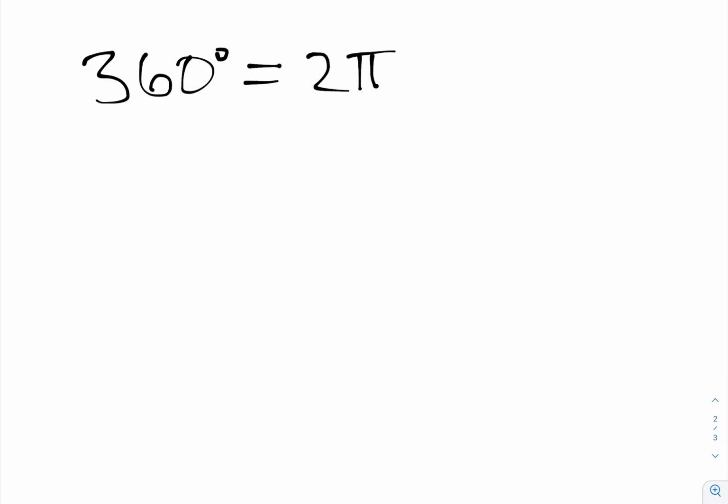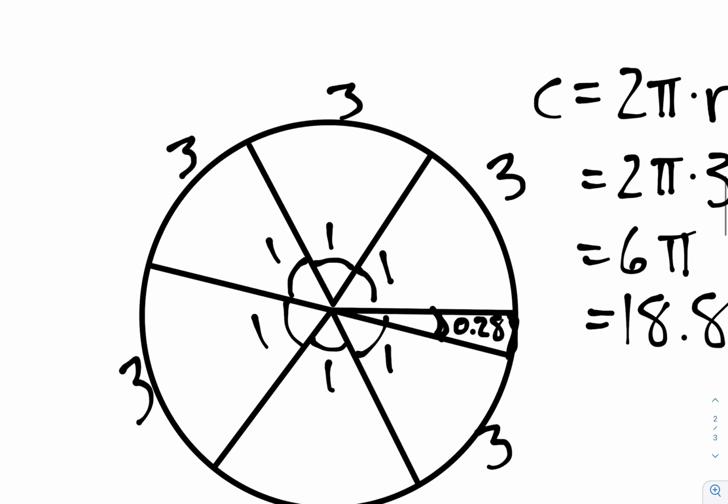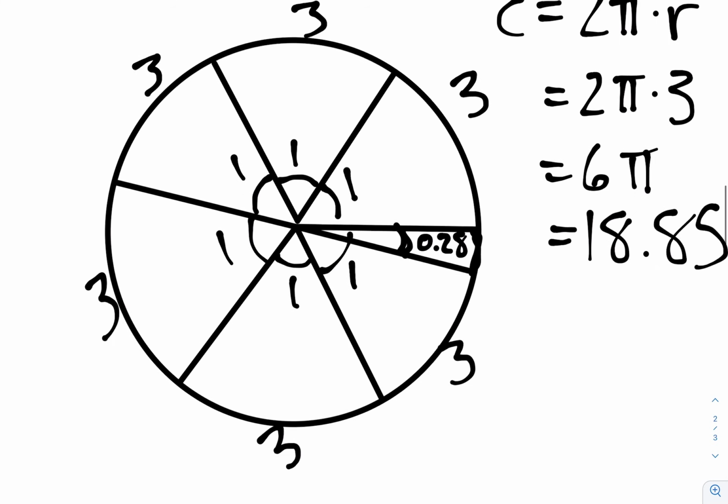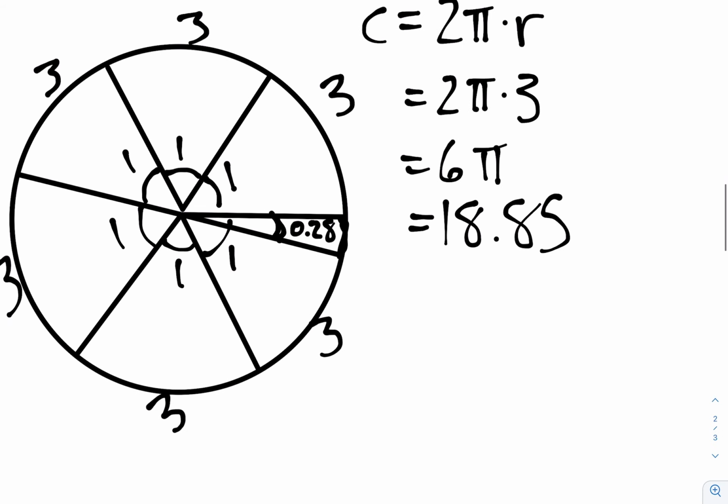Okay, so how do we actually convert to radians? So before I showed you that 360 degrees was equal to 2 pi radians. And what I did here, I'm just going to clear it up. So this wasn't actually 16, this would be 18, right? Because we're adding up all these 3's. 6 times 3 is 18. That's why I confused myself there.